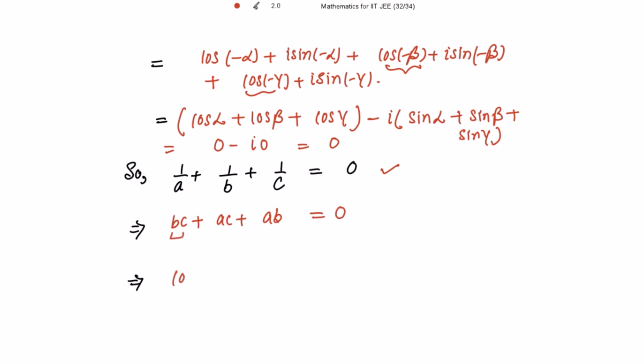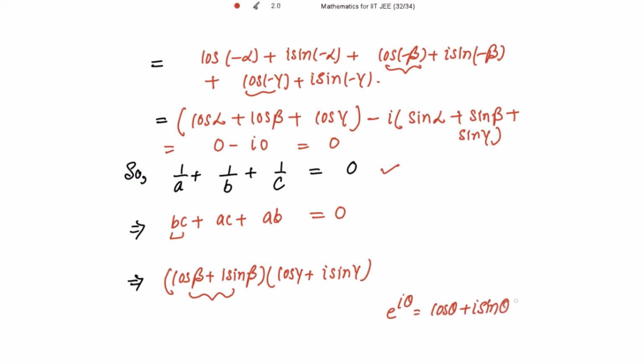So what is BC? B is cos of beta plus iota sine of beta, right? And C is cos of gamma plus iota sine of gamma. Very fine. Can I write this as, if I use Euler's formula that states that e to the power iota theta is equal to cos of theta plus iota sine of theta? This is your Euler's formula.